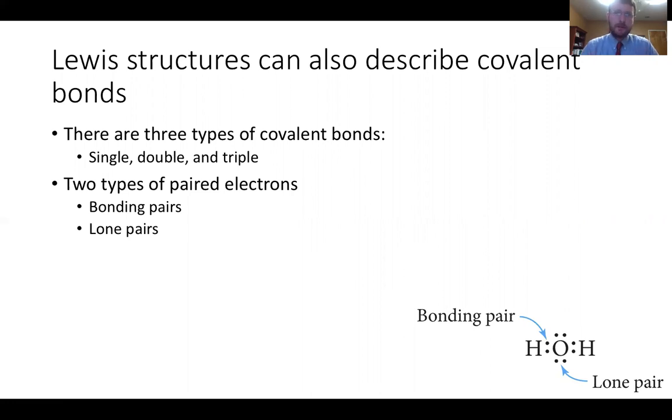These bonds are formed by a pair of electrons known as a bonding pair of electrons. These bonding pairs are usually found between two different elements. In this case, we have a hydrogen and an oxygen. When we go through the steps to find the Lewis structure, we will talk about what this actually looks like.